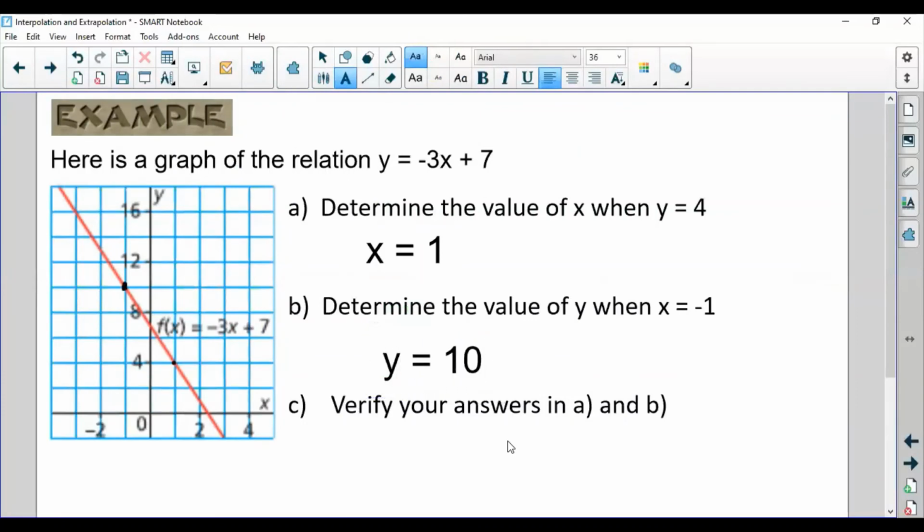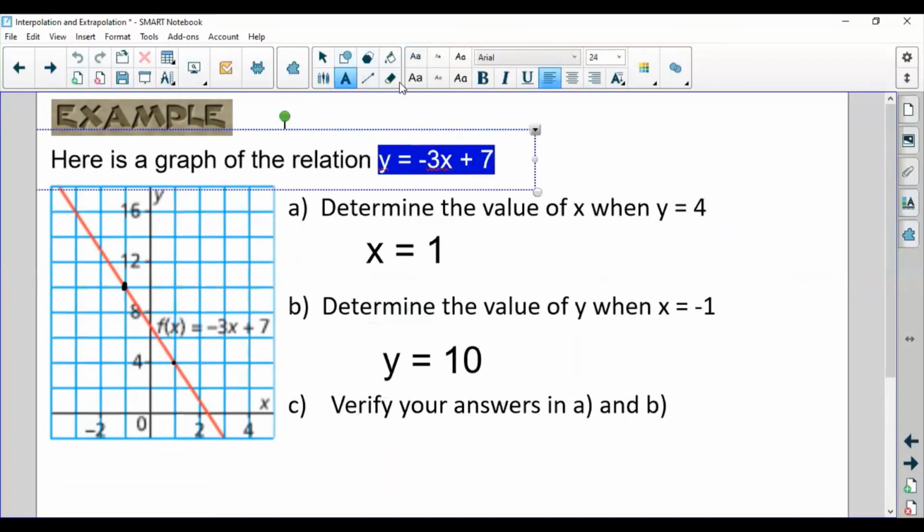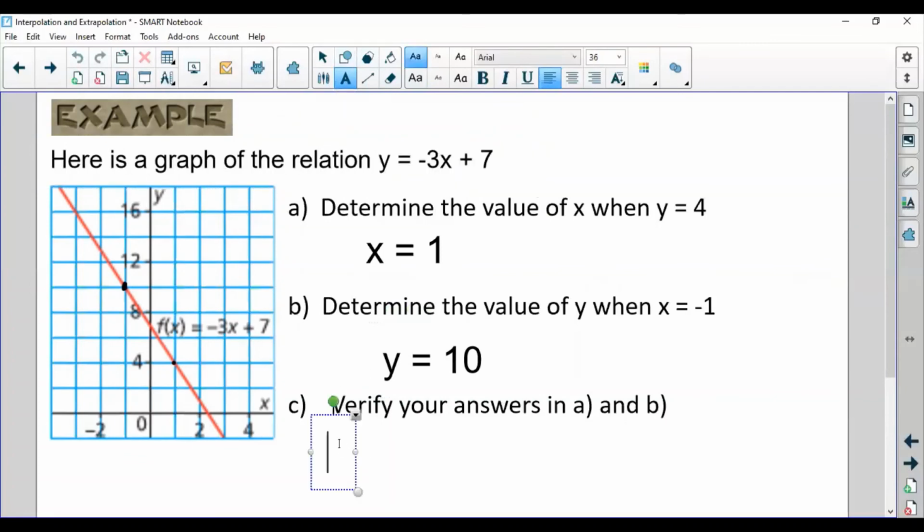Verify your answers in A and B. To verify my answers, I plug in the values that I get for y and x into my original equation. So for A, instead of writing down y, I plug in 4. Right now I have negative 3 multiplying by x, but instead of putting in x, I put in 1.